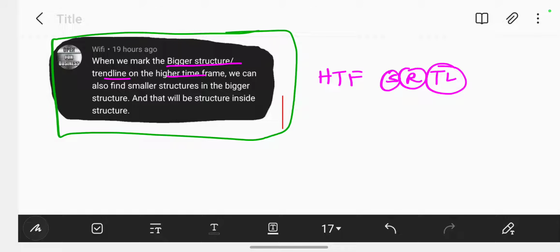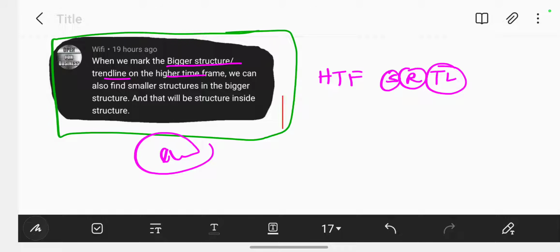It is very important that we always mark our key structures on the higher time frame, so that when you switch to the smaller time frame, you will still be able to see where that higher time frame level or trend line is. When you are taking trades on your smaller time frame, or your execution time frame, which is the other name for it, you don't want to go against the higher time frame structures, because on that execution time frame you'll be able to see what's happening on the other side.